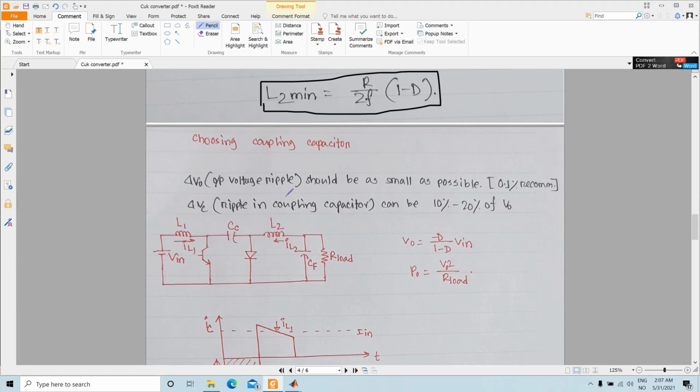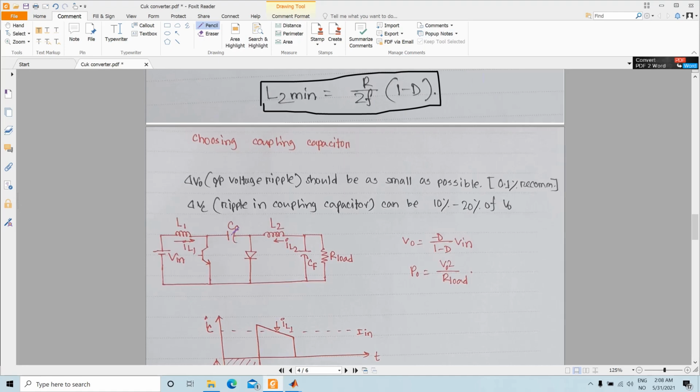Okay, and then we need to derive what should be the value of the coupling capacitor. That means this C value. Whenever we are calculating the C values, we follow the approach of the ripple factor. So what should be the voltage ripple in the output? The voltage ripple in the output is defined by the filter capacitor, and the voltage ripple in the coupling capacitor will define the value of the C.